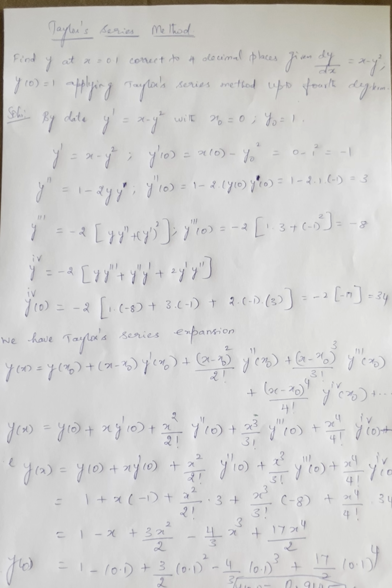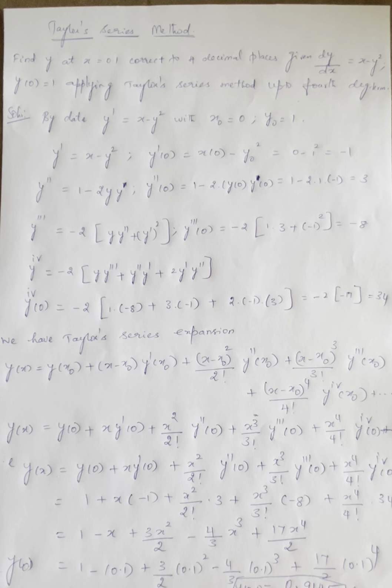By data, y dash is equal to x minus y squared, with x naught is equal to 0 and y naught is equal to 1. That means the initial conditions are given as x naught is 0 and y naught is 1. When x takes the value of 0, y takes the value 1.